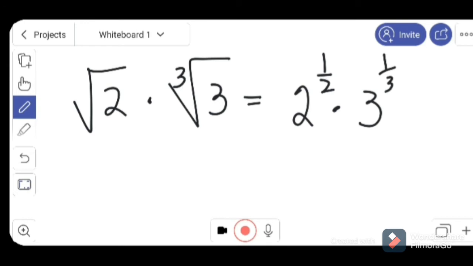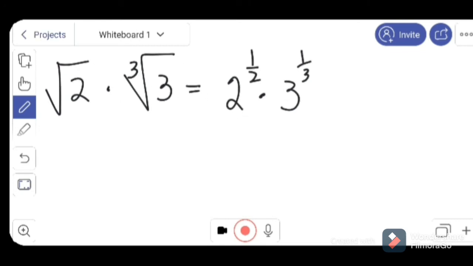Change the exponents into similar fractions. The common denominator of 2 and 3 will be 6. 6 divided by 2 is 3, times 1 is 3. 6 divided by 3 is 2, times 1 is 2.